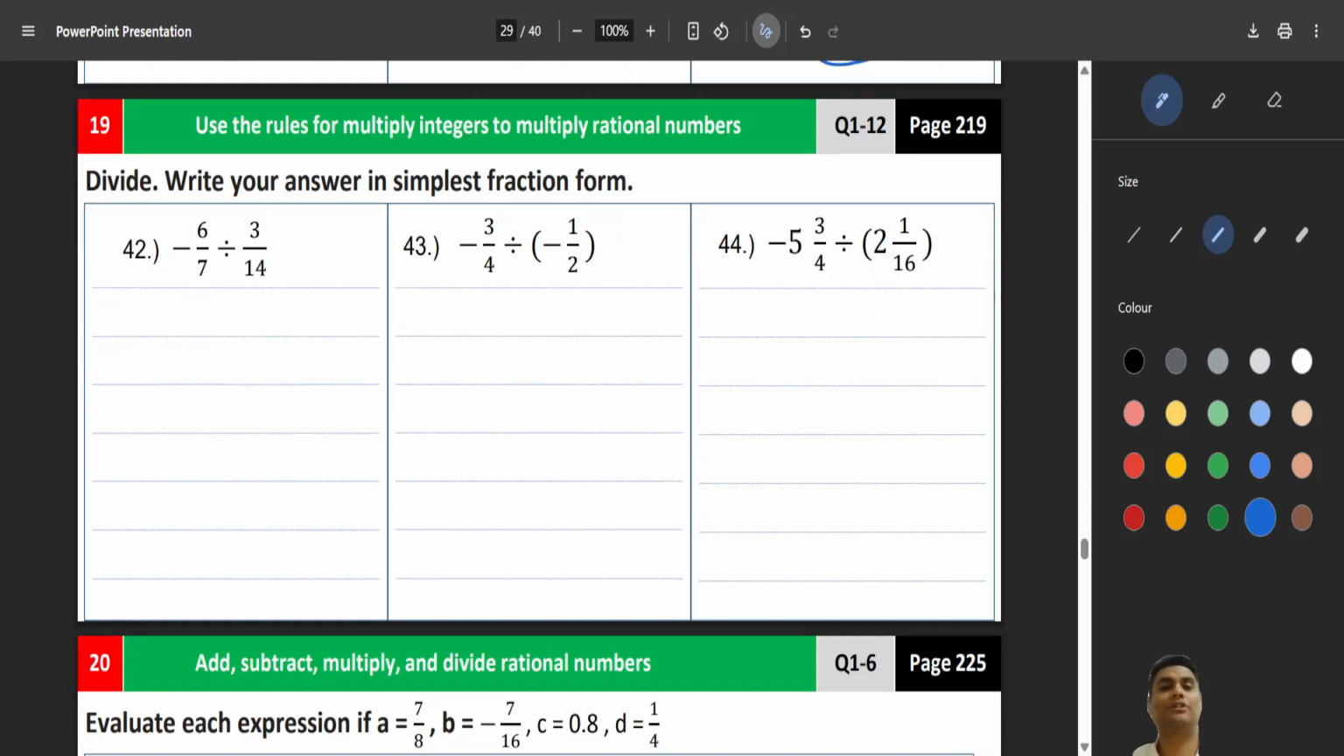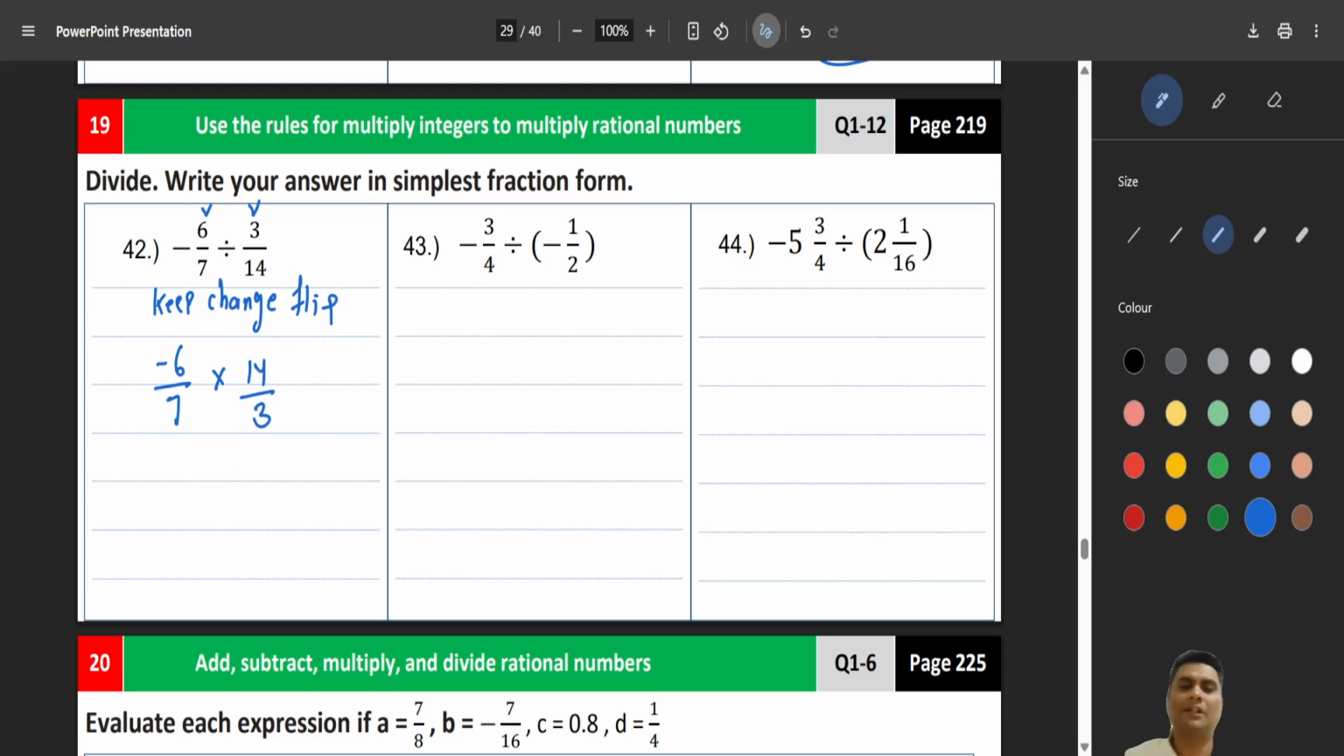The next question is about division of rational numbers. Here we will use the same technique I told you in some questions before: keep, change, flip. Whenever you are trying to divide two fractions, two rational numbers like this, you will simply use keep, change and flip. Keep the first one, minus 6 over 7. Change the divide into multiply and flip the 3 over 14. 14 go up, 3 goes down.